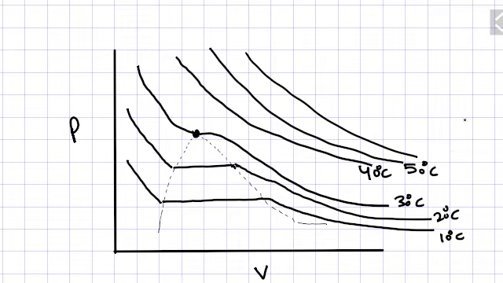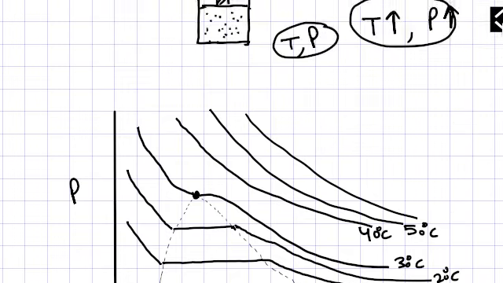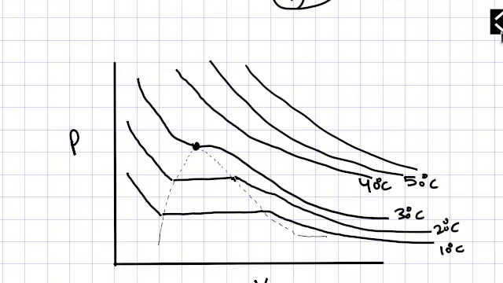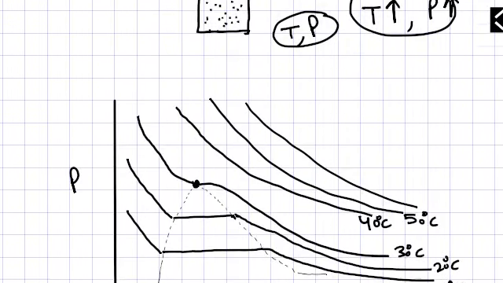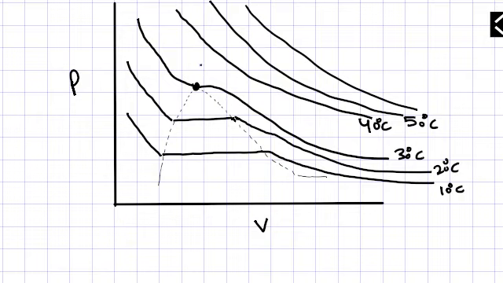So now I will show you where the critical point is in this diagram. Actually this point is represented by the point C, and it is shown here. This is the critical point.